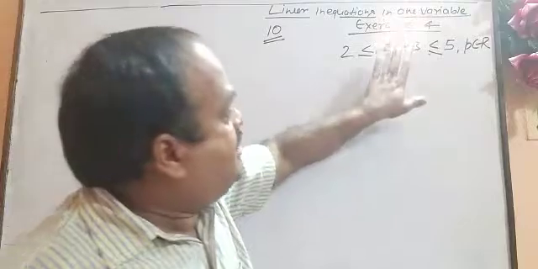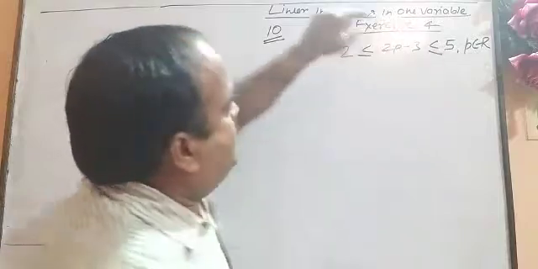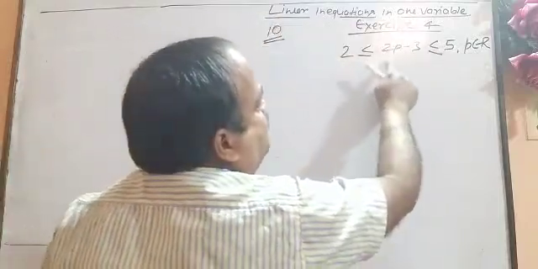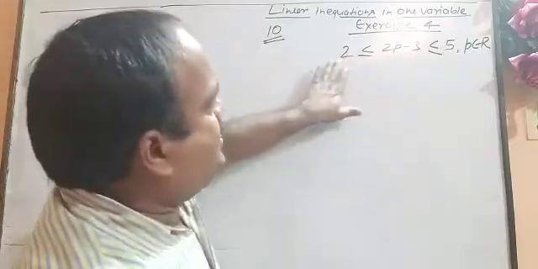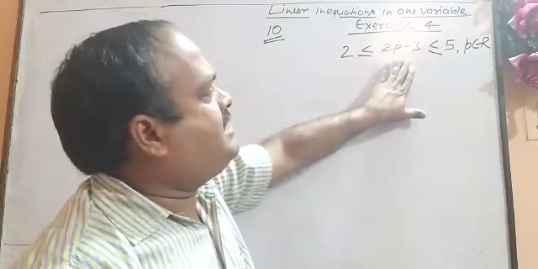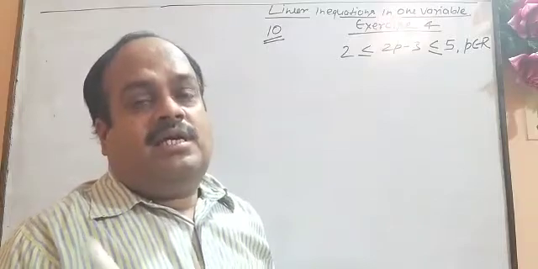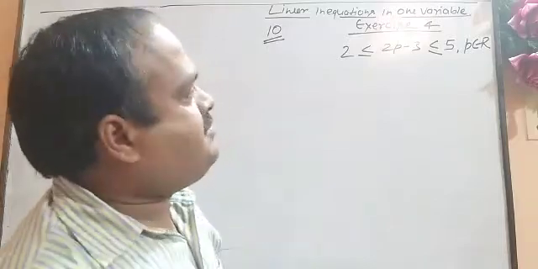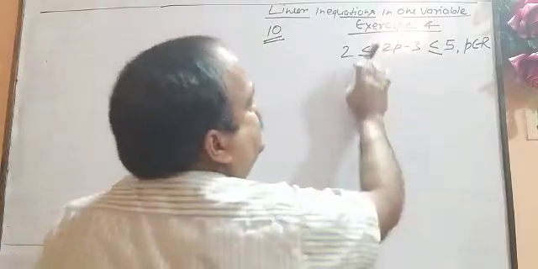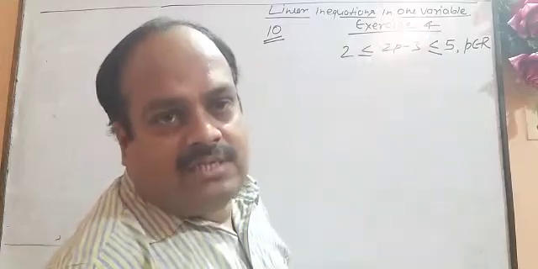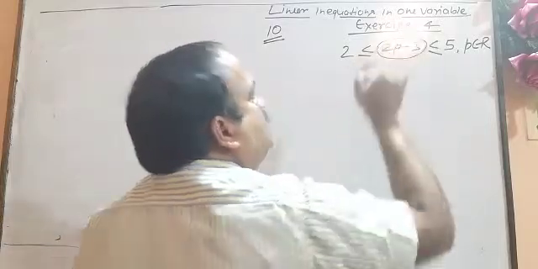Let us first read it. Some of you are unable to read. I read it as it is. 2 is less than or equal to 2p minus 3 is less than or equal to 5. I read it again. 2 is less than or equal to 2p minus 3 is less than or equal to 5. But it would be easier if we just see the symbols involved. These are two symbols involved in this inequation. In between these two symbols, we have one statement, 2p minus 3.